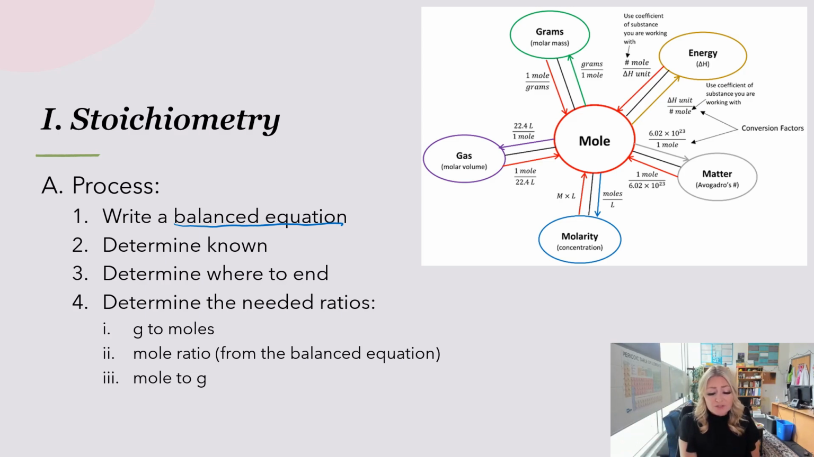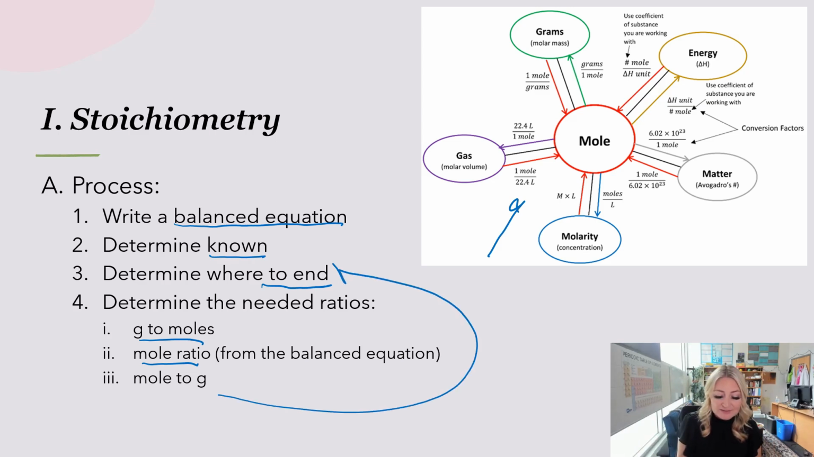We want to determine what it is we know. What are we starting with? Where are we ending? Where are we going? So what unit are we starting with? What unit are we ending with? And then we have to figure out what ratios or conversion factors it's going to take for us to get there. I may start with grams. I need to convert grams to moles before this mole map is even useful. I'll need a mole ratio so that I can switch from moles of one substance to moles of another, like we saw in the previous slide. I may then have to take my new substance in moles and convert it back to grams depending on where we're ending. So there's a lot of different conversion factors that can go in here.